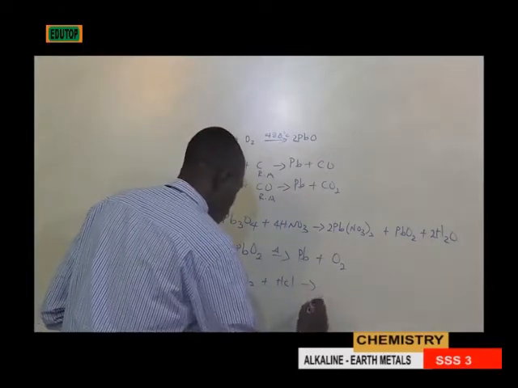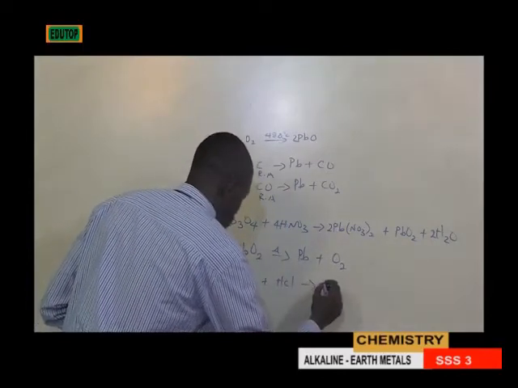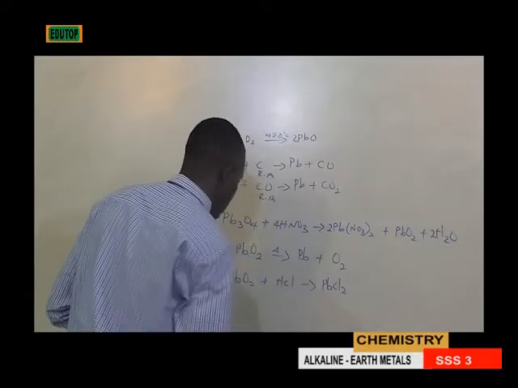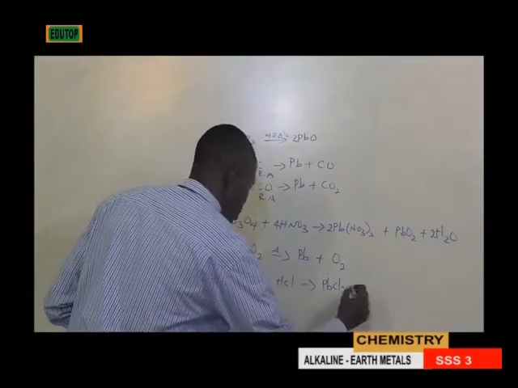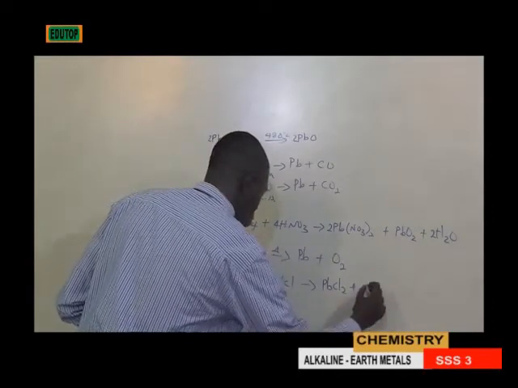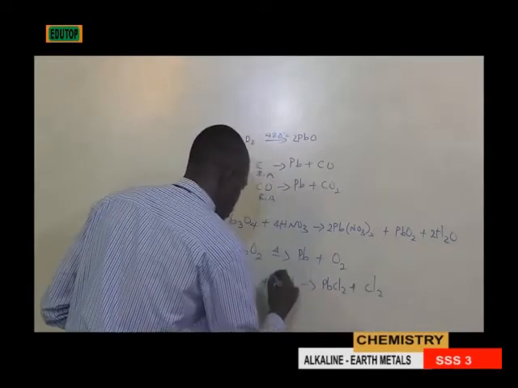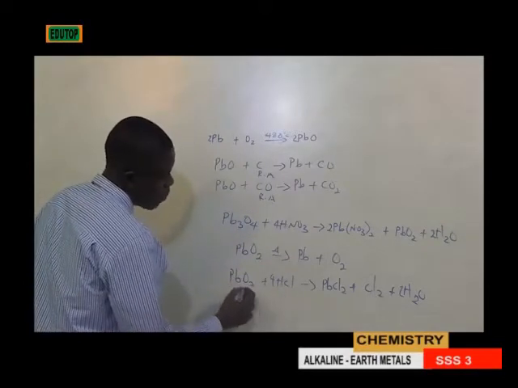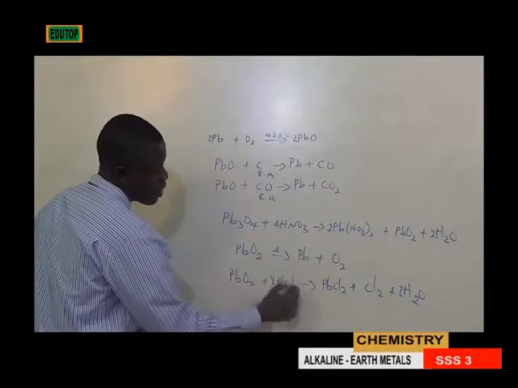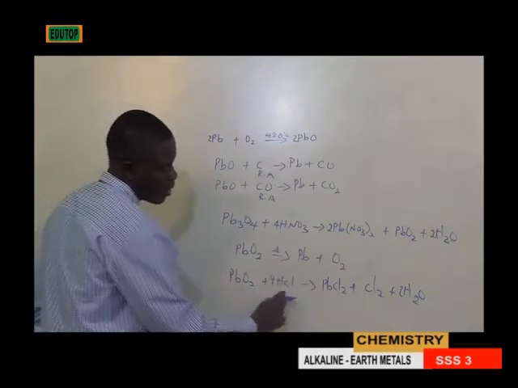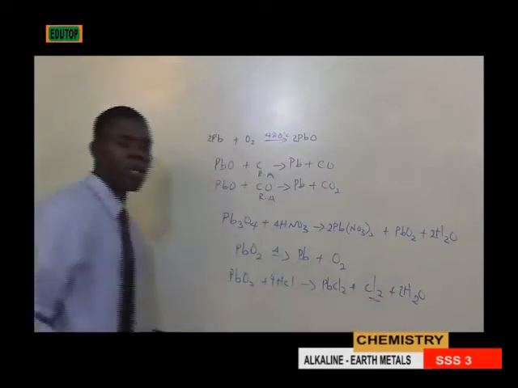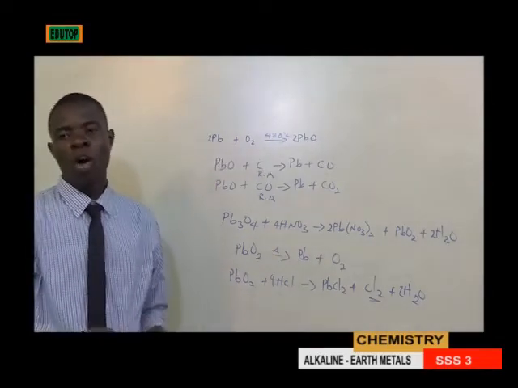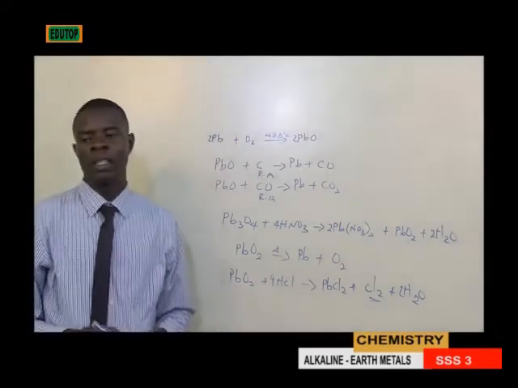here you have the lead chloride. It gives you lead chloride and also chlorine. So here this compound of interest succeeds in oxidizing the hydrochloric acid to chlorine. So that is one of the chemical properties of lead 4 oxide.